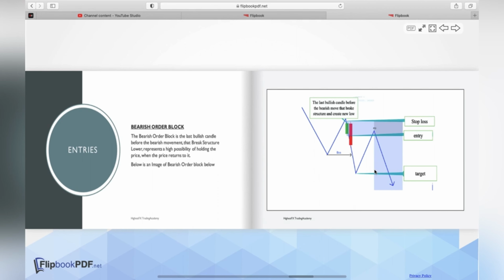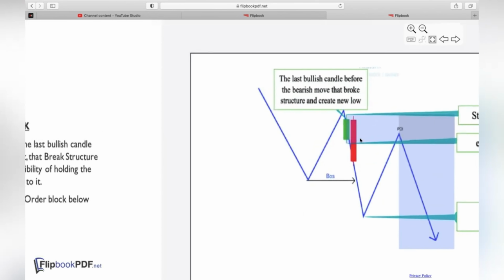The bearish order block is the last bullish candle before the movement that breaks structure lower. The bullish one is the last bearish candle. The bearish one is the last bullish candle. So this is it, just like this place. The last bullish candle that broke this structure to the downside. Breaking structure means breaking the previous low. For the bullish one, breaking structure means breaking the previous high.